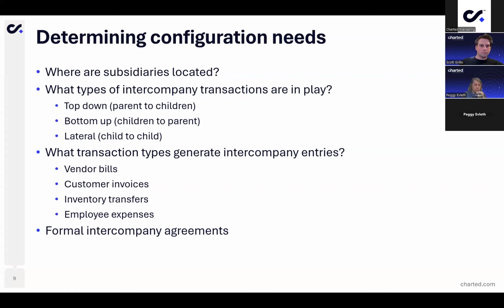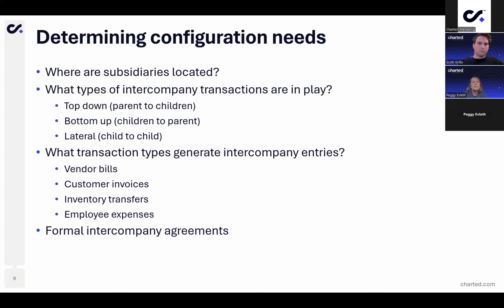Inventory transfers. Company A sends inventory to company B because company B has a sales order for that inventory, but they didn't have any in stock. And employee expenses. Employee A is going on a grand tour somewhere. Part of what they're doing is on behalf of the parent. Part of what they're doing is on behalf of company B. So on their expense report, they are expecting to charge part of their expense report to company B because it's company B's expense.